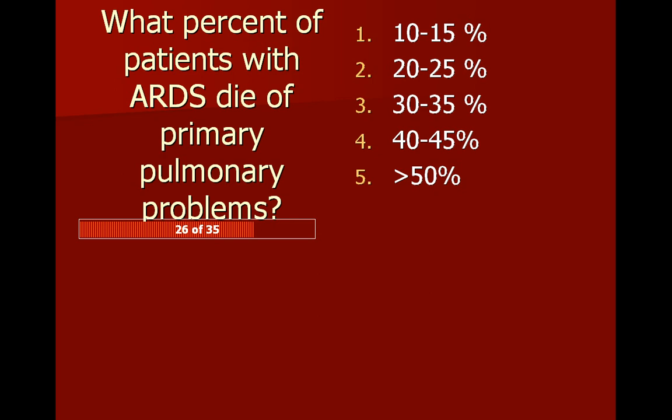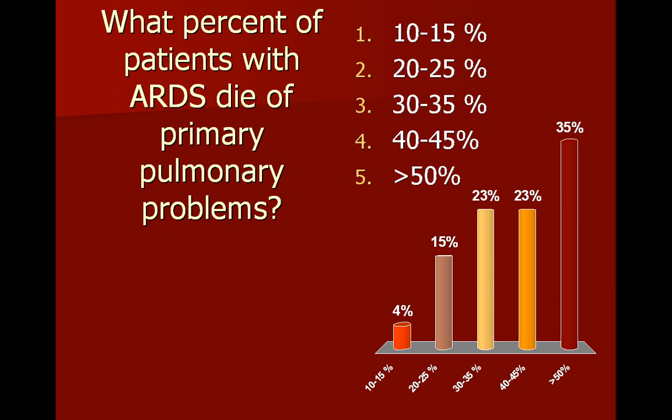All right, let's go ahead and see what we got here. And it looks like we're kind of all over the board. And the answer is, I didn't put that answer up there. The answer is 10 to 15%. Very, very few patients with ARDS die of respiratory problems. They die of multi-organ failure. They die of sepsis. They die of heart failure. They die of bowel infarctions. They die of all kind of other stuff, renal disease.